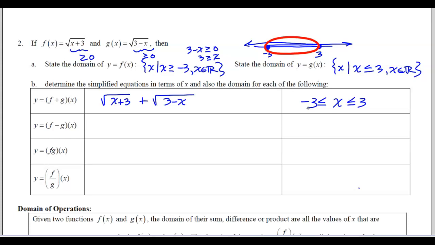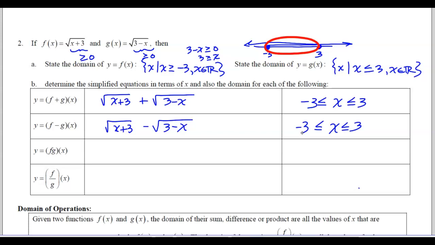Okay, so subtracting, not much different. Subtracting in between. We can't simplify any of those terms, right? It's going to be the same domain. All of these will be the same domain, except perhaps the division.